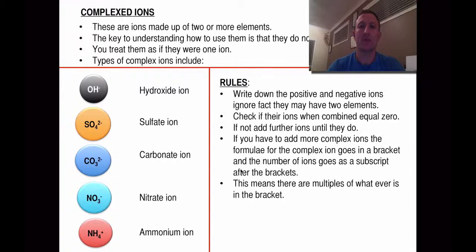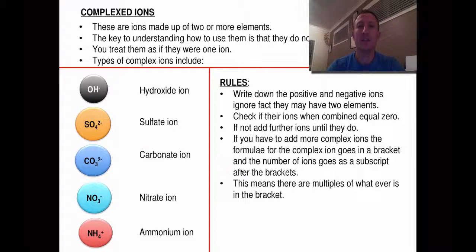So how do we use them? Well, the process is really simple. It's exactly what we've been doing in the last one. As long as you treat the complex ion as a whole, you should have no problems. So make sure you write down what your positive ions are. Make sure you write down your negative ions. See if their charges add up to 0. If they do, write down the atoms that you've got, and that's it. If they don't, then what you'll have to do is add multiples of either your positive or negative ions.